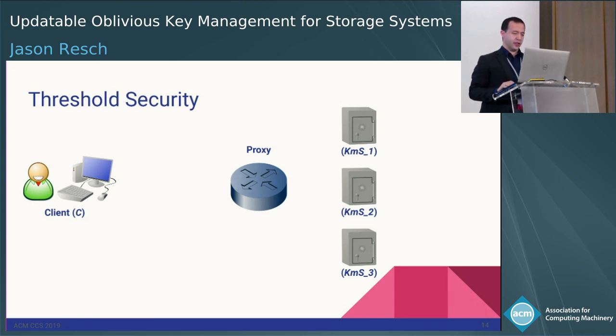So let's see how everything works. As before, the client sends its blinded value to the proxy. Now the proxy will multiplex that request to each of the KMS servers.